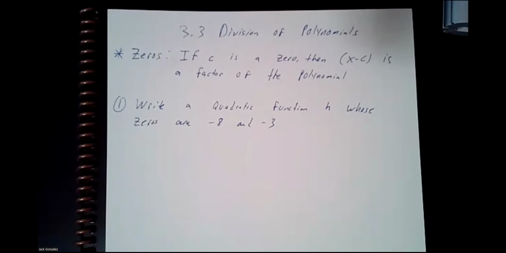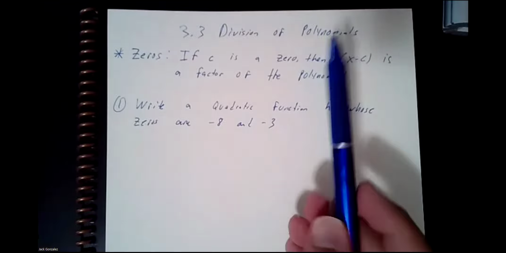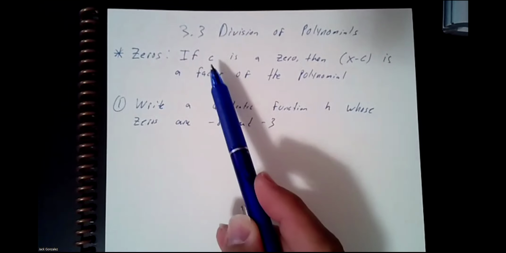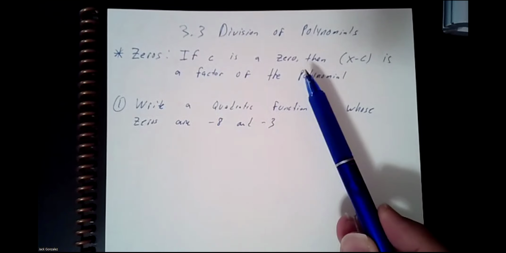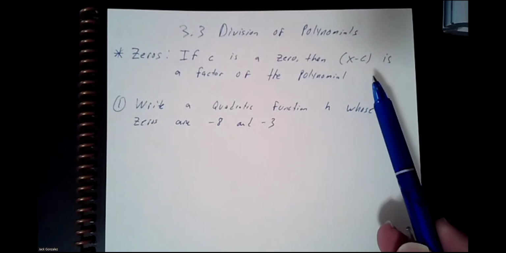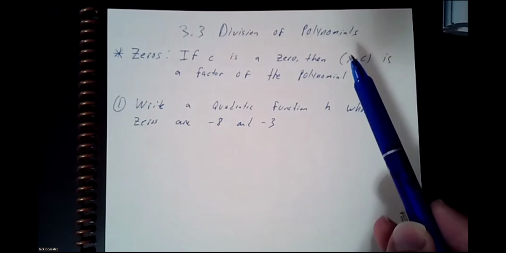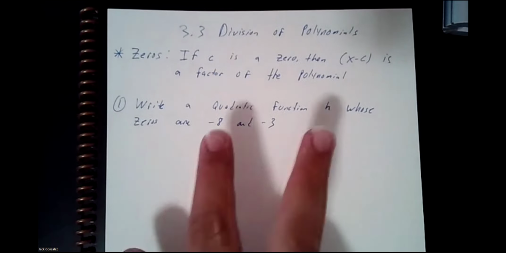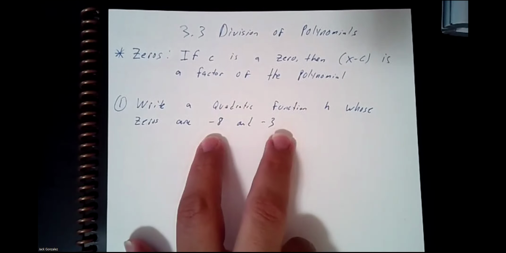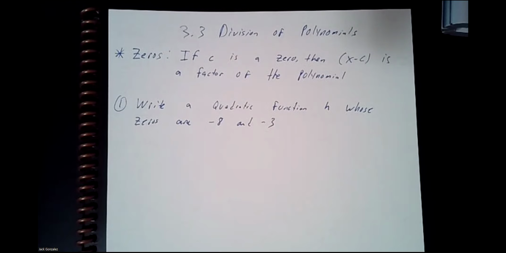So let's get started with 3.3. The main theorem we're going to need for the first few problems is right here. If some number c is a zero, then x minus c is a factor of the polynomial. So if c is a zero of a polynomial, x minus c is a factor. For example, if these are both zeros, then they can be factors.